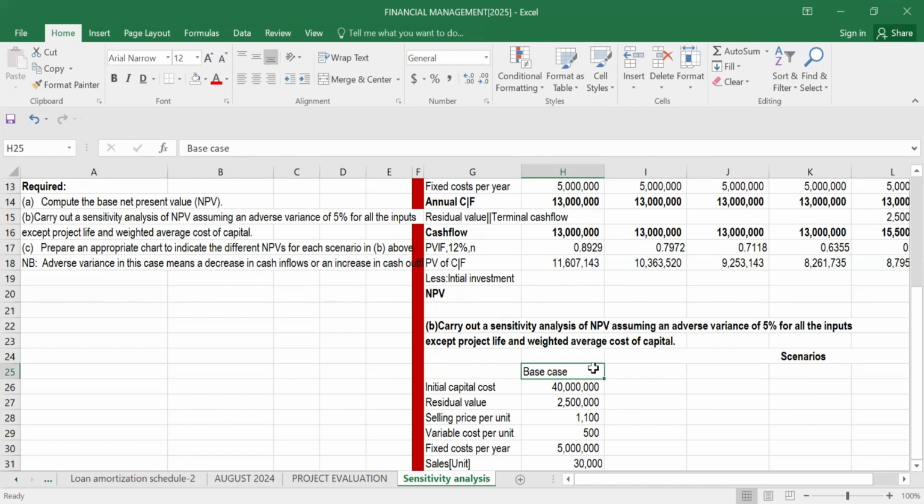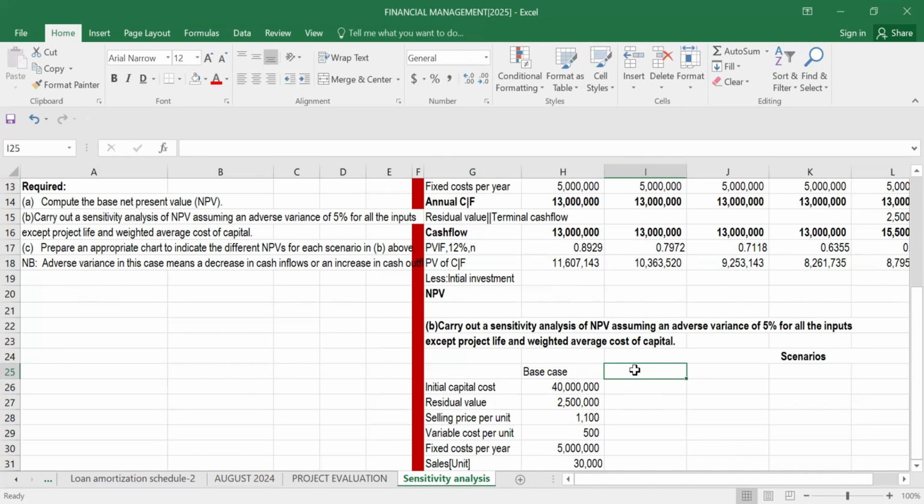So if you are considering cash inflow, adverse variance means that cash flow will reduce. If you are considering cash outflow, that cash flow will increase. Therefore, you're going to consider 5% adverse variance for all these variables. We will start with the first one, the way they are arranged. So if it is initial capital, we are going to assume it will increase by 5%.